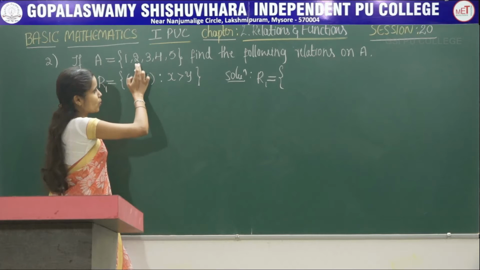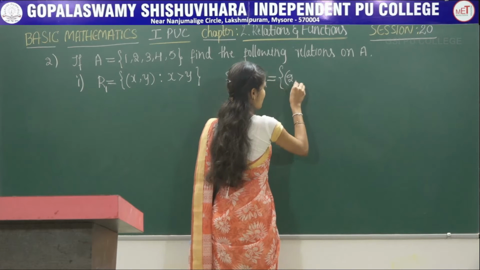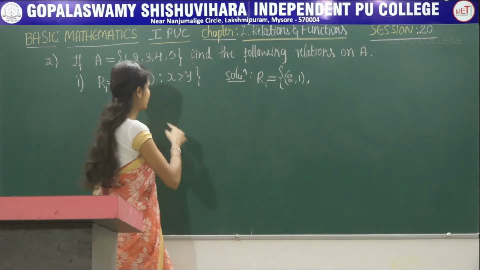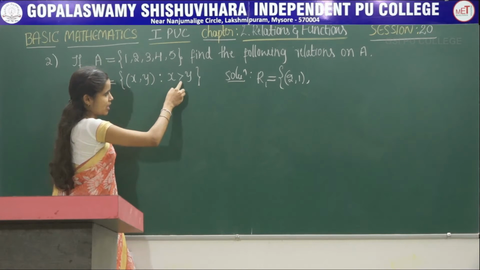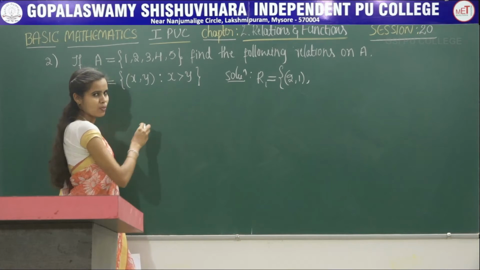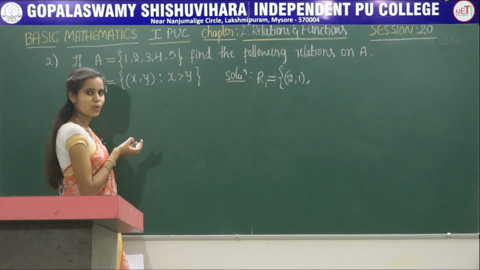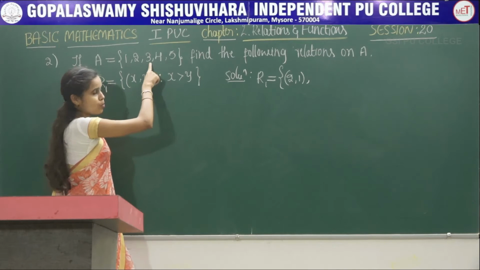Next verify (2,1). 2 is greater than 1, true. Therefore ordered pair (2,1) satisfies the given relation, so it is an element of R1. Next (2,2), 2 greater than 2, false. Next (2,3), 2 greater than 3, false. 2 greater than 4, false. Next (2,5), 2 greater than 5, false. Therefore (2,2), (2,3), (2,4), (2,5) are not elements of R1.